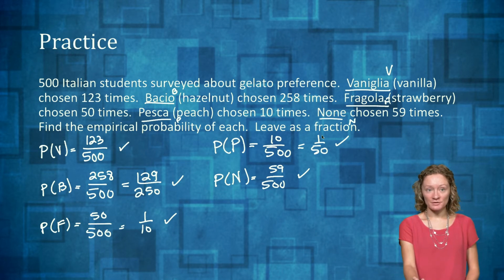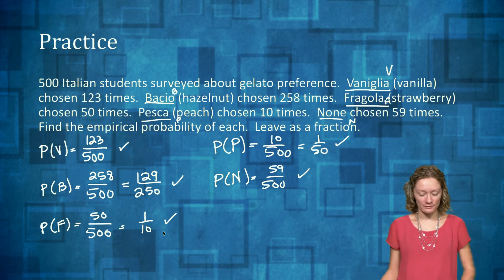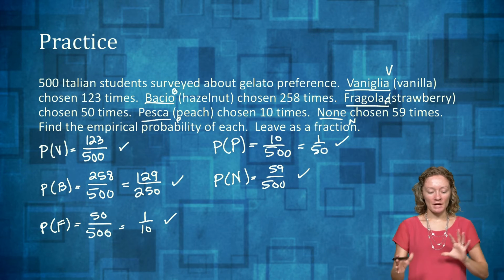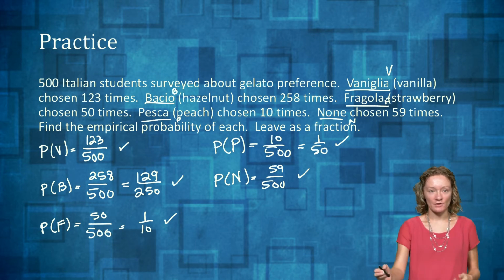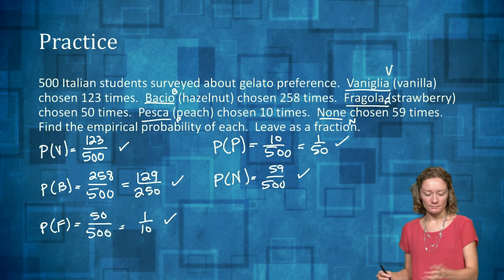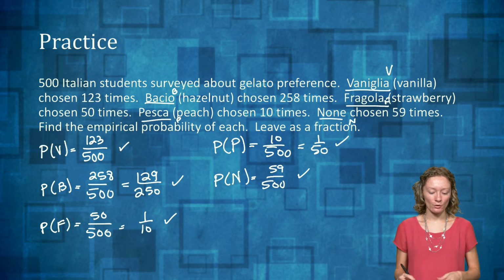You were asked to leave them as a fraction, so this is ultimately how they should be, and we were looking for all 5 of them. So sometimes you'll only be asked about one. It just depends. But the main thing to keep in mind is that empirical probability is based on stuff that already happened, not necessarily what might happen. We are looking at what's happening moving forward, but it's based off of what already happened.